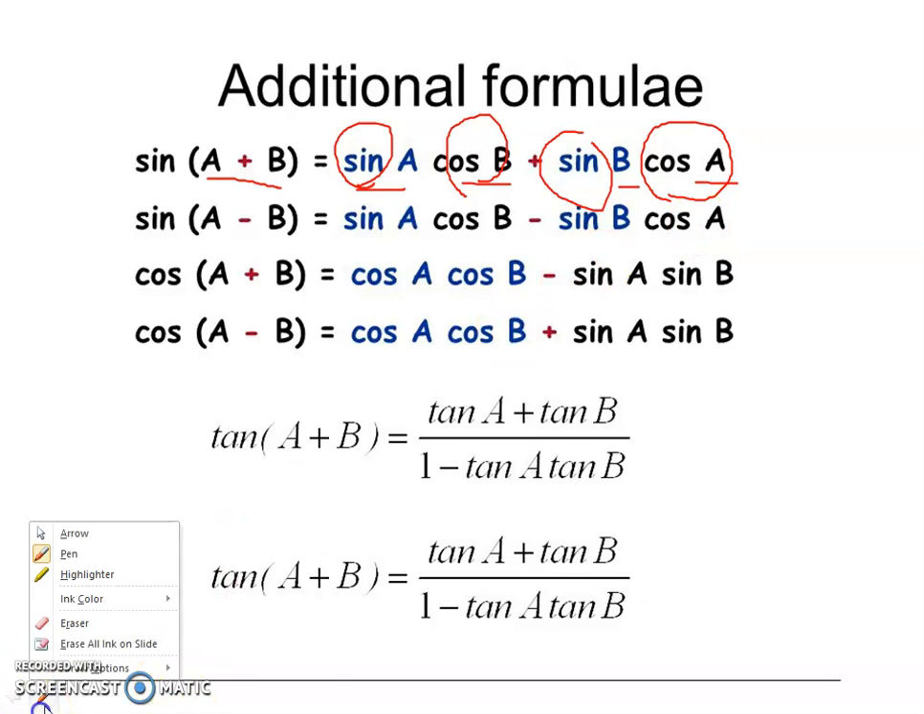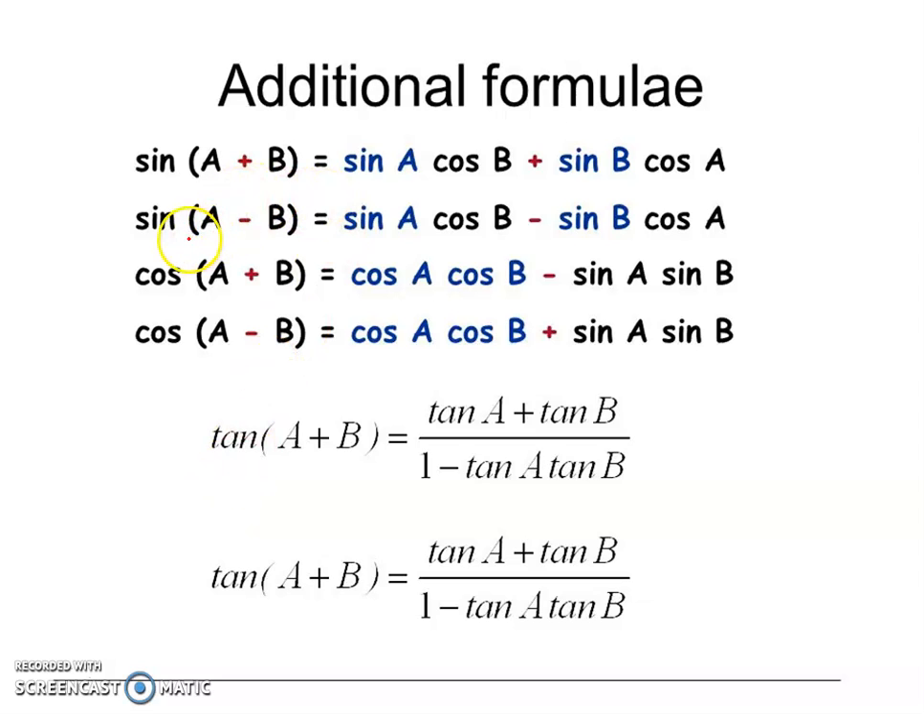Now next, I erase the first thing. Sin(A-B): the same trick applies. Sin A cos B, but the middle sign will be changed, then sin B cos A. Same formula, only here minus, here plus, here plus. Now cos(A+B). Always remember that cos(A+B) is cos A into cos B minus sin A into sin B. And cos(A-B): cos A into cos B remains the same, but here is plus sin A into sin B.